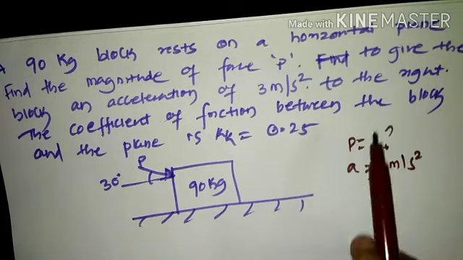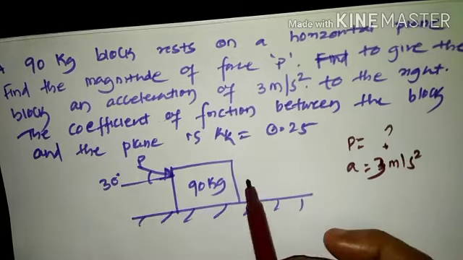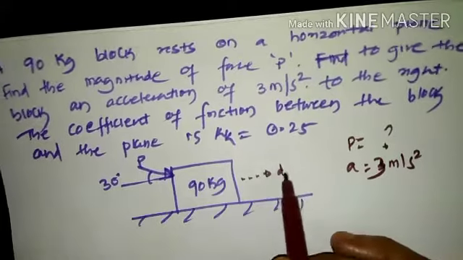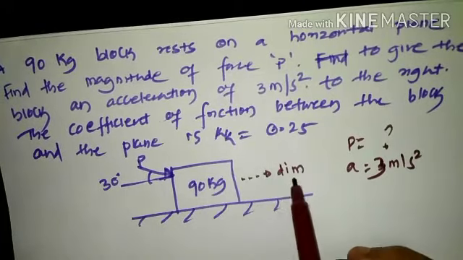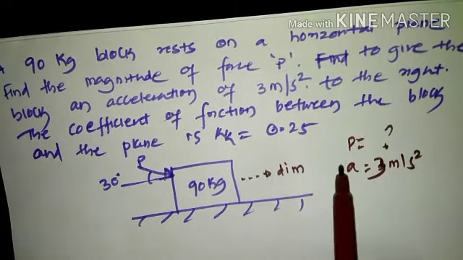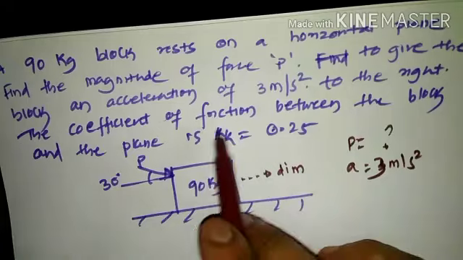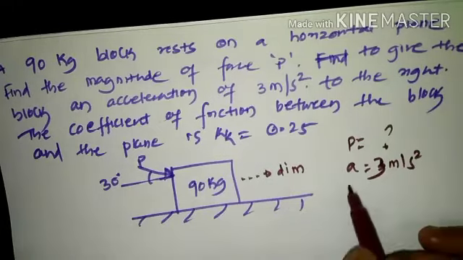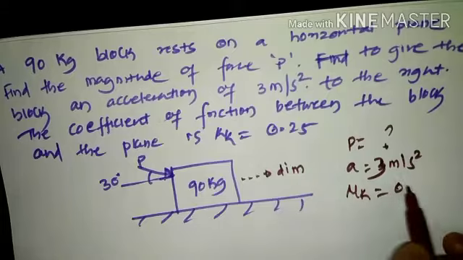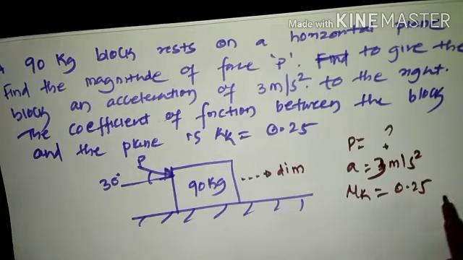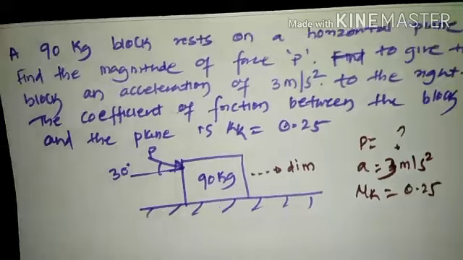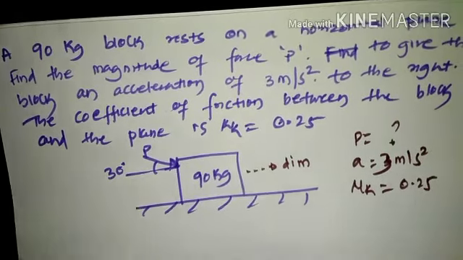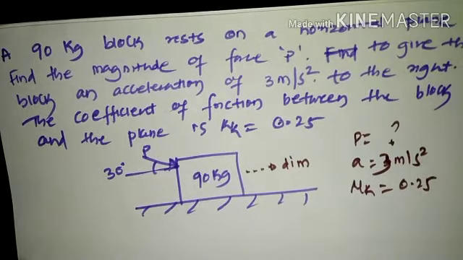And it moves towards the right hand side. That is, the direction of impending motion is towards the right hand side. DIM means direction of impending motion. The coefficient of friction between the block and the plane is mu k, which means it is kinetic friction. The coefficient of kinetic friction is 0.25. We are supposed to find the magnitude of the force P such that it creates an acceleration of 3 meter per second square.